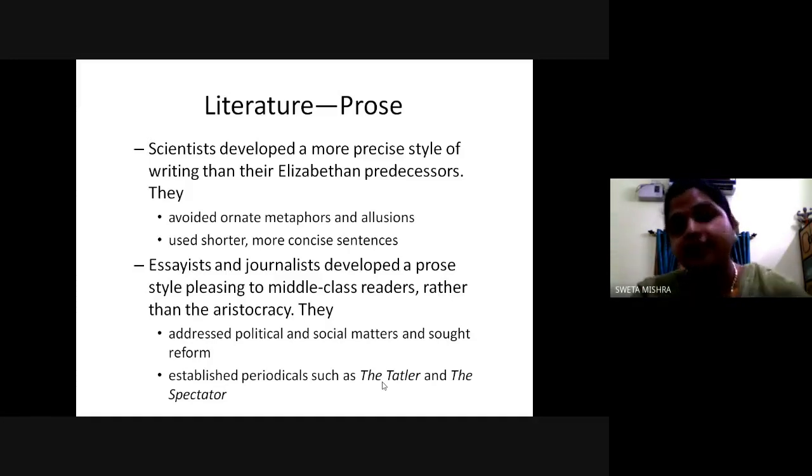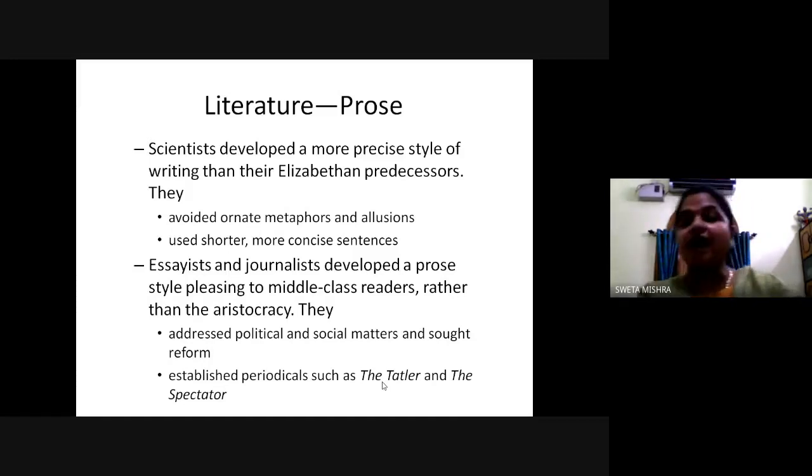So instead of that, what did they do? They used shorter and more concise sentences. The sentences which they wrote were not long. Rather, they were very short, precise, and concise. To the point sentences. They didn't believe in lengthy sentences. This is a major change that happened in the field of prose.